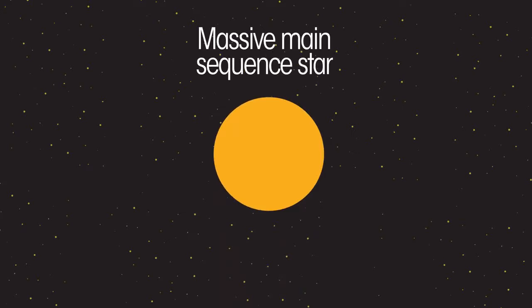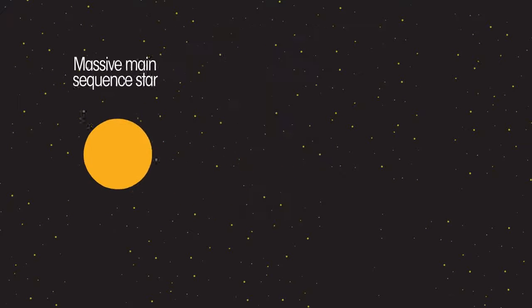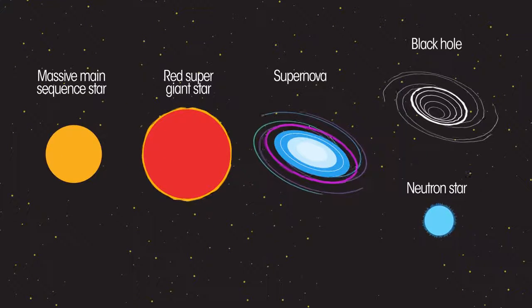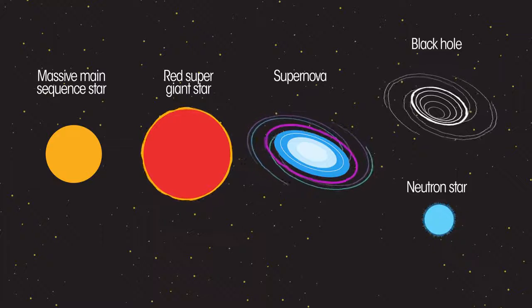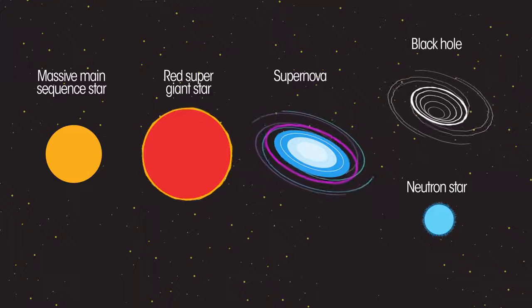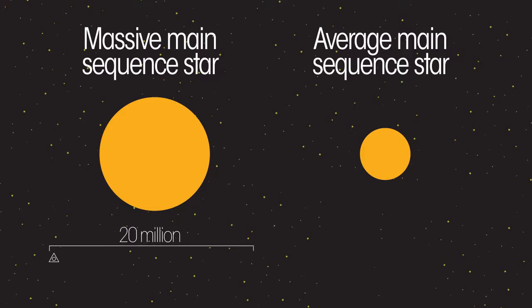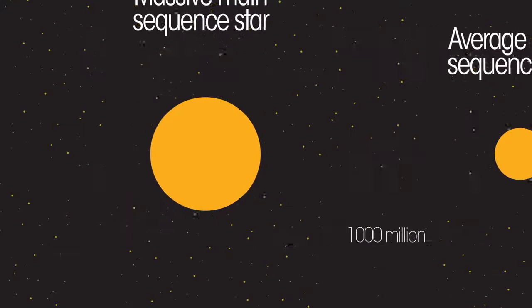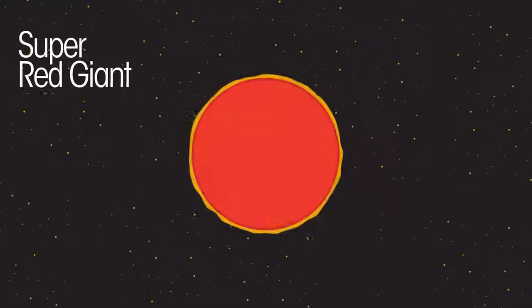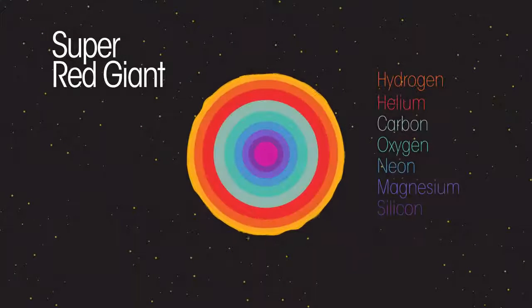So what about bigger stars? What happens to them? They follow a different pattern. These stars too eventually run out of hydrogen, but quicker than a smaller star would. Massive stars, as a result, have a much shorter main sequence life than smaller stars. These stars then expand to become super red giants, now full of all the elements up to iron.